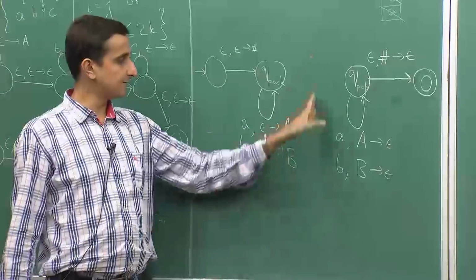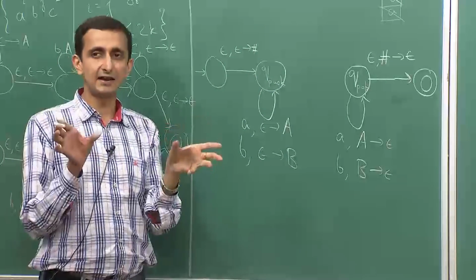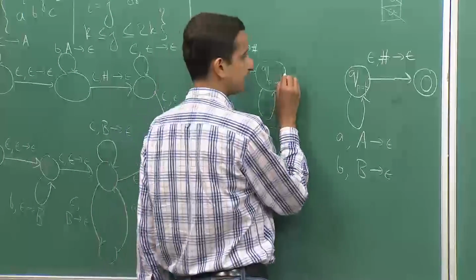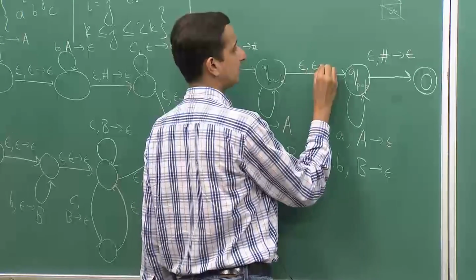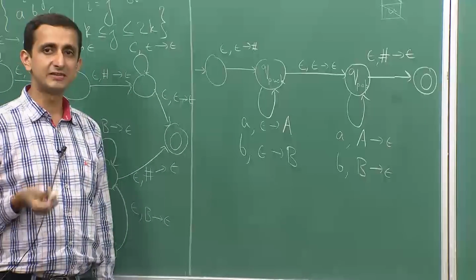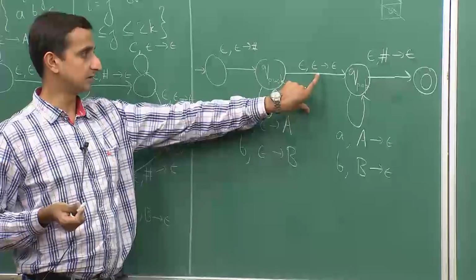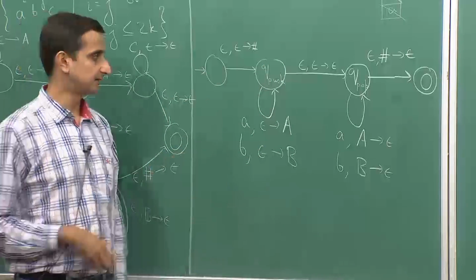This is where I will use non-determinism. If the string has even length, then without reading any symbol, I go from Q push to Q pop without changing the stack, because the first part and the second part are the same.